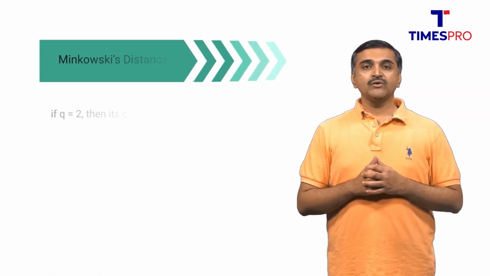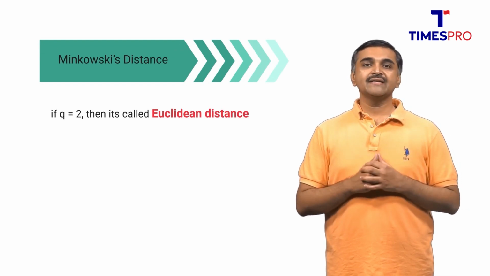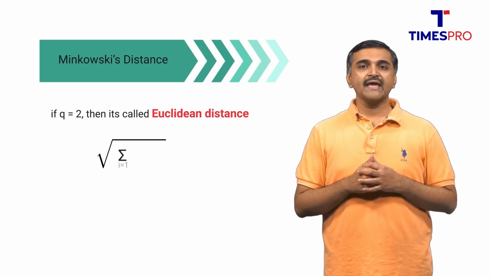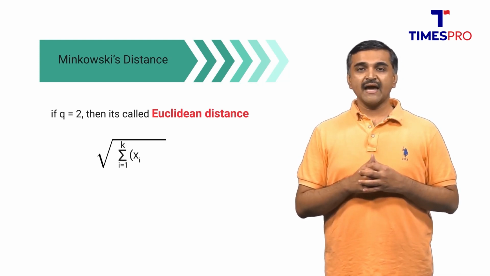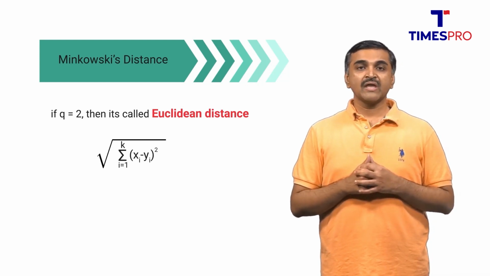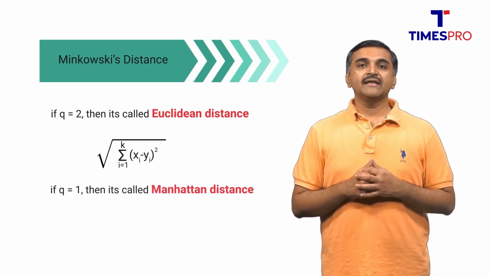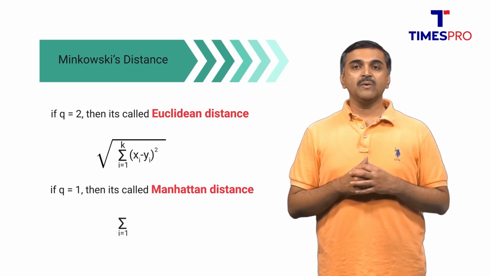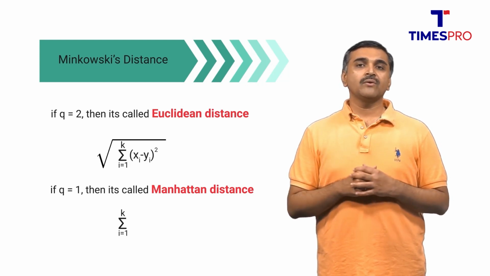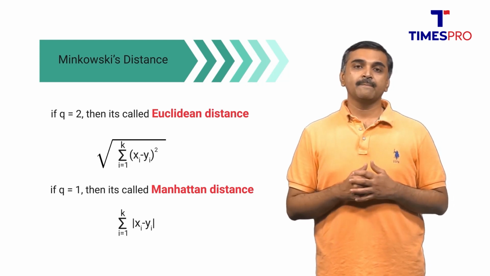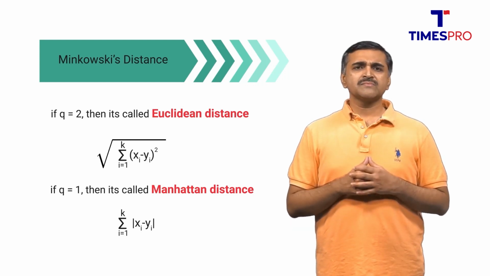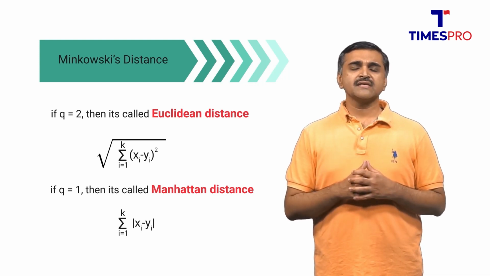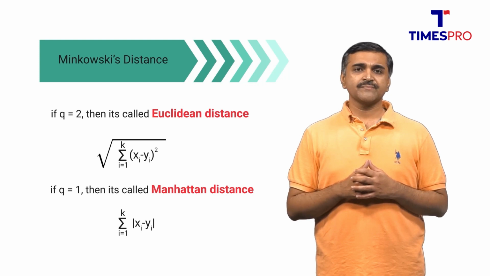When q takes a value of 2, it's called Euclidean distance, where the distance is given by the square root of the summation of i equal to 1 to k, (xi minus yi) the whole square. If q is equal to 1, then it's called Manhattan distance, which is given by the summation of i equal to 1 to k, the absolute value of xi minus yi. So KNN algorithms can use either the Euclidean distance or the Manhattan distance in obtaining the nearest neighbors.